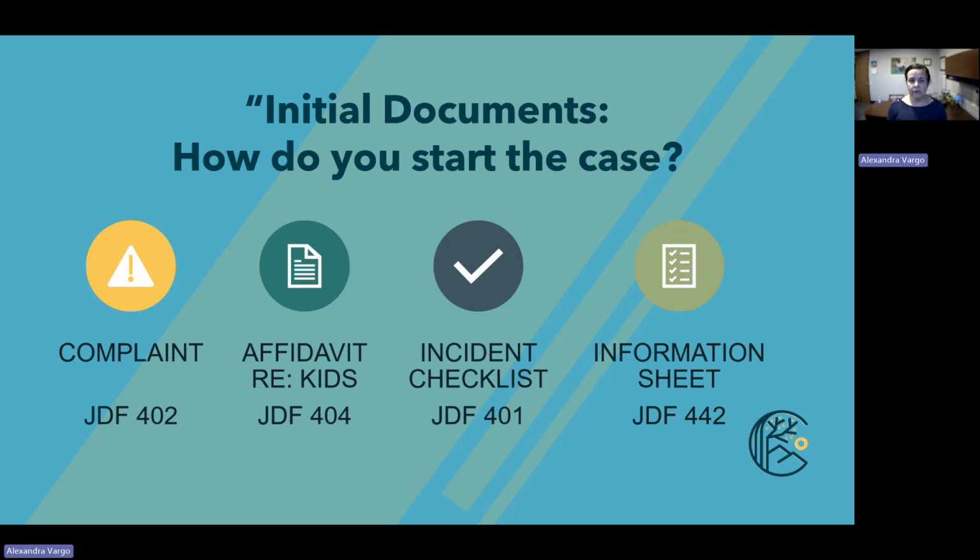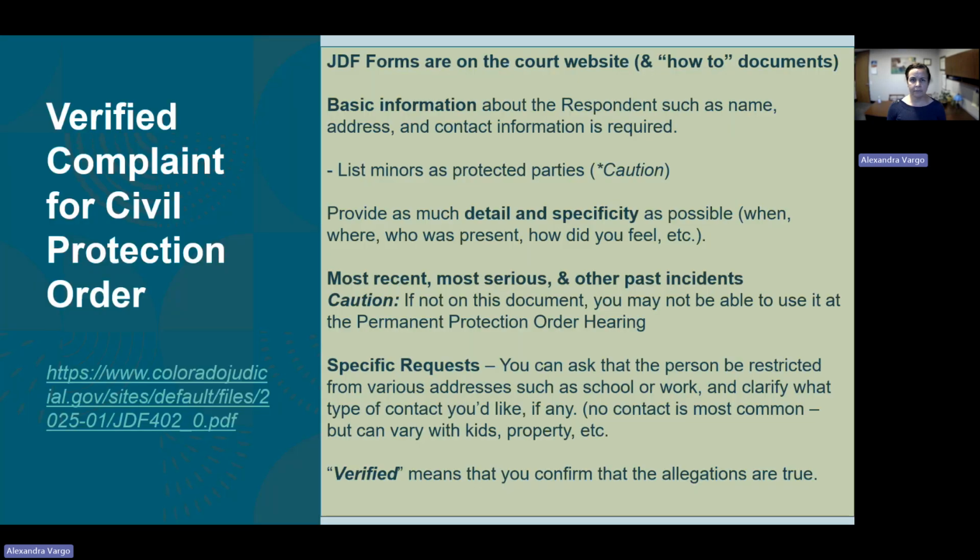Initial documents, so the complaint, which is JDF 402, the affidavit regarding children, if there's children involved, is JDF 404, incident checklist 401, and information sheet 442. And I'll go through each of them in detail. The verified complaint for civil protection order is first. That's the major document. That's going to be where you're going to want to put all of the incidents that you want to allege at the hearing. So it's really important to make sure that you're including those events in here.